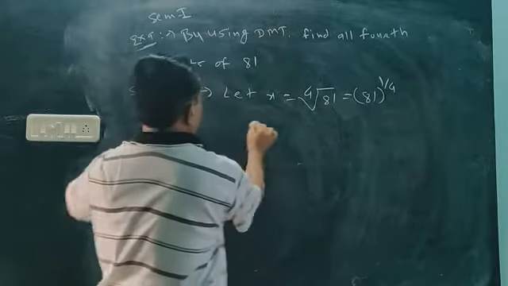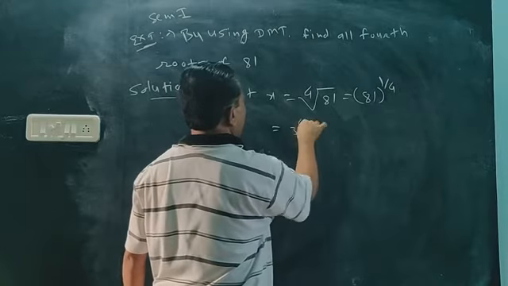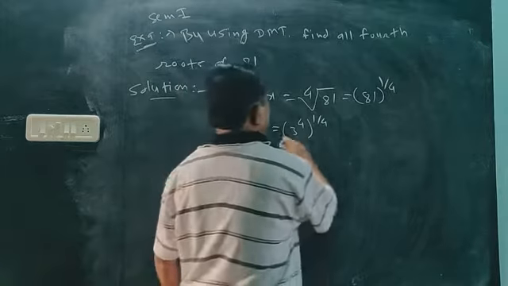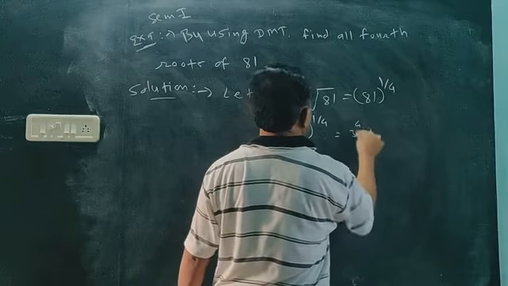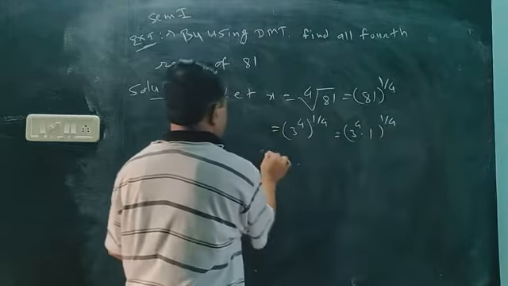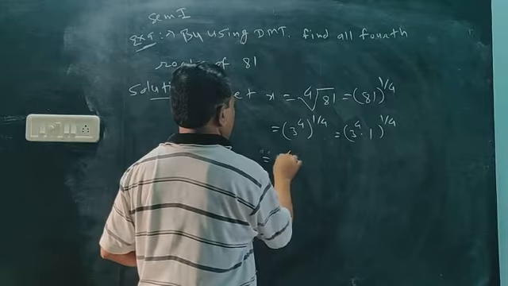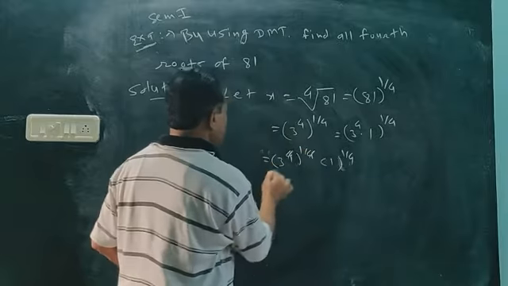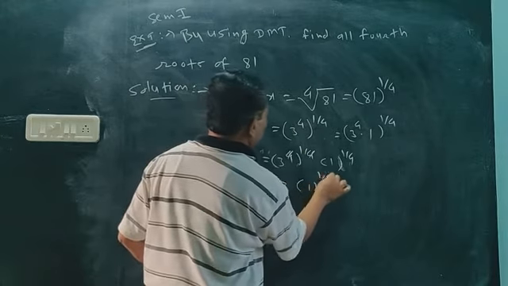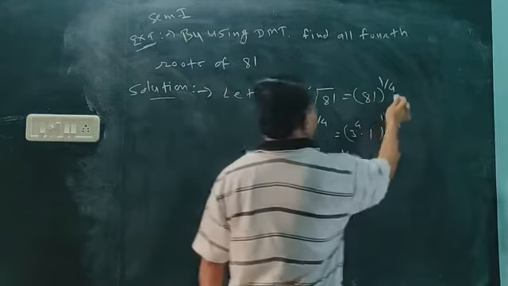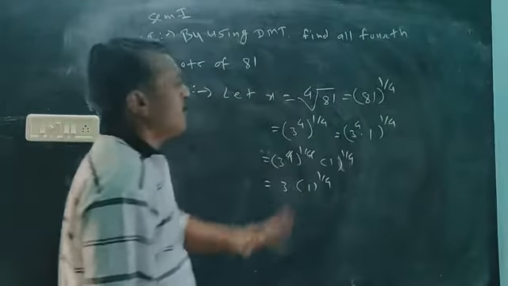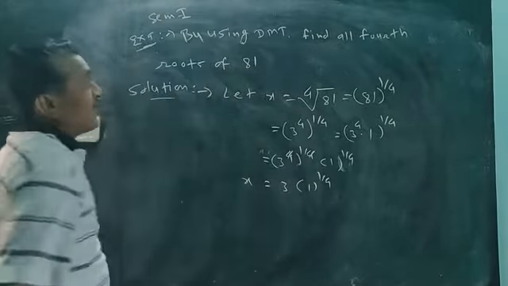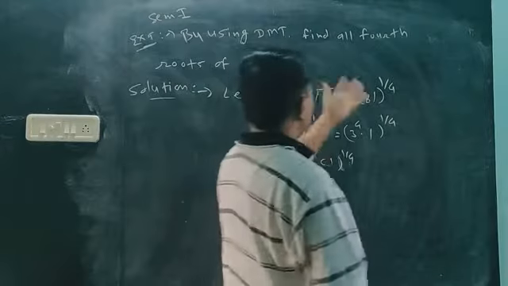Now 81 is 3 raised to power 4, raised to power 1 by 4. This is the same as 4 into 1 by 4, so the powers cancel and we get 3 only. So one of the answers is 3, but I want 4 values. 3 means only one answer. But by the application of De Moivre's theorem, you can find 4 values here.